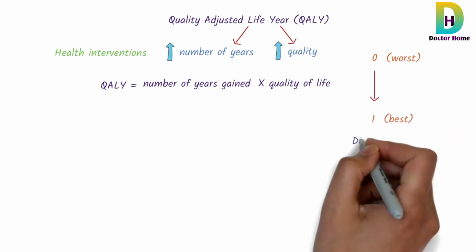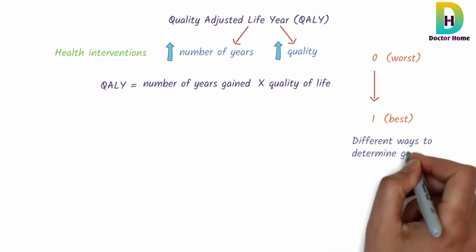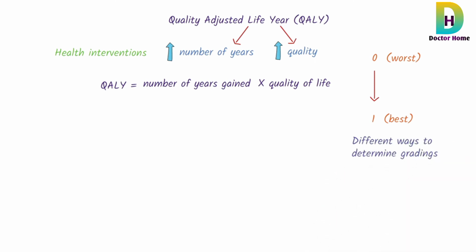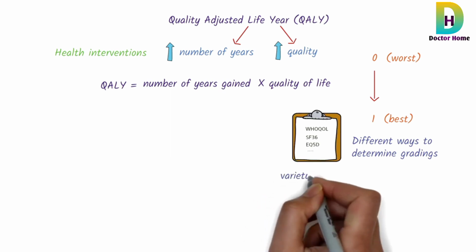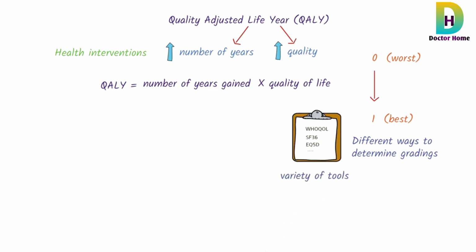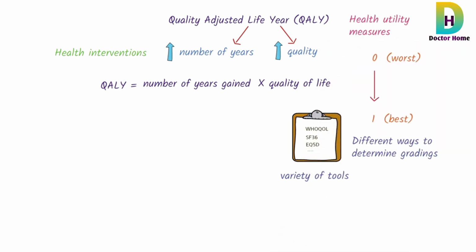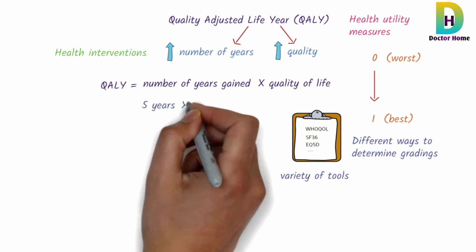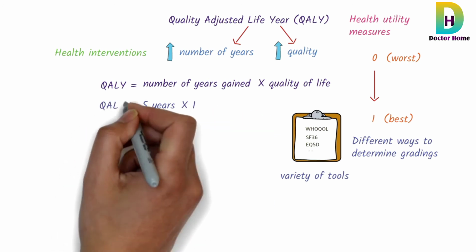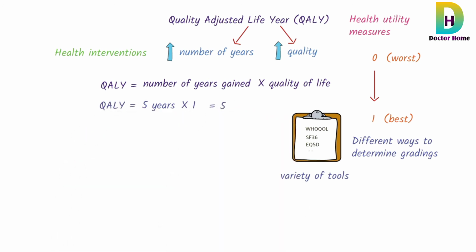There are many different ways to determine these gradings. They usually involve asking people how they rate their quality of life. A variety of tools can be used for this. Measures such as QALYs are called health utility measures because they measure an individual's preference for different health outcomes. Let's have a look at an example. If an intervention leads to a person living 5 years in perfect health, a health utility of 1, then the number of QALYs gained as a result of this intervention is 5.